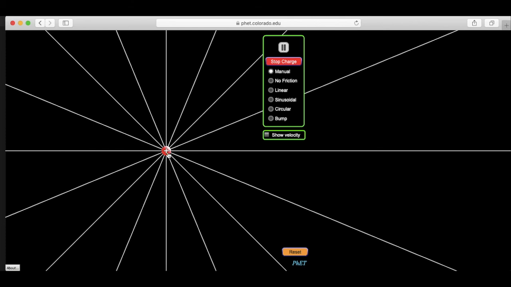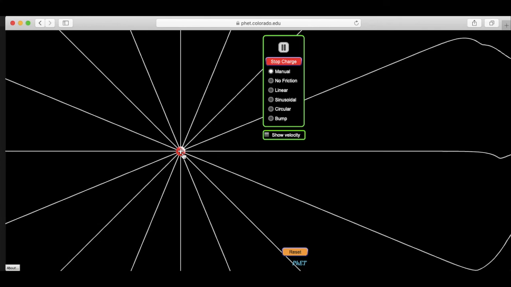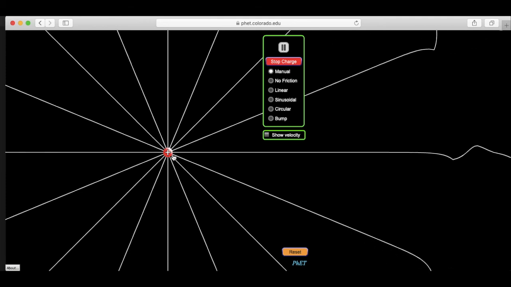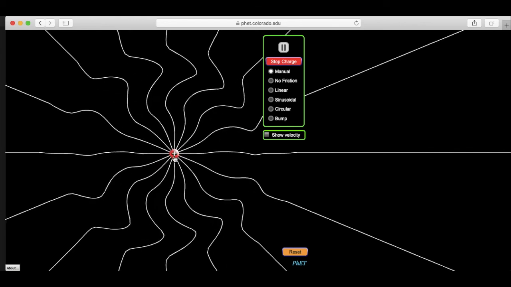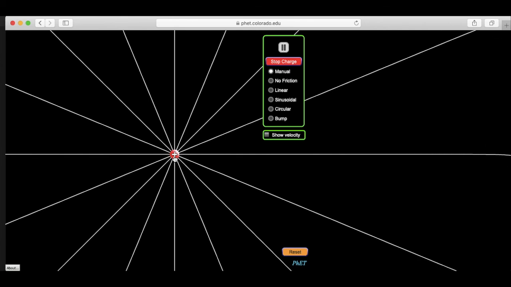If I now take my charge and I move it, that was just way cool. We have to do that again. When we move that charge, that's a changing electric field, and that changing electric field propagates out, and you see that as the wave that travels out. That's the electric field component of an electromagnetic wave.